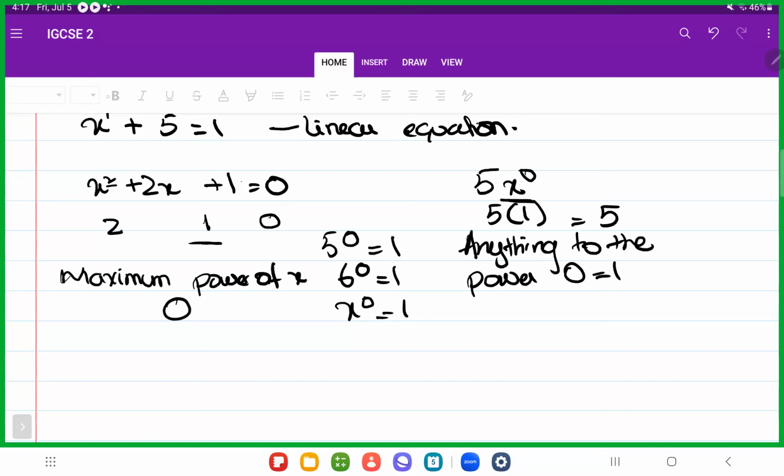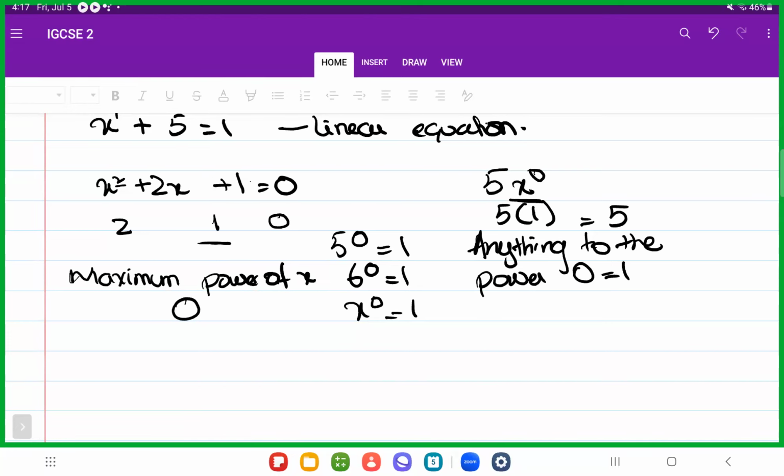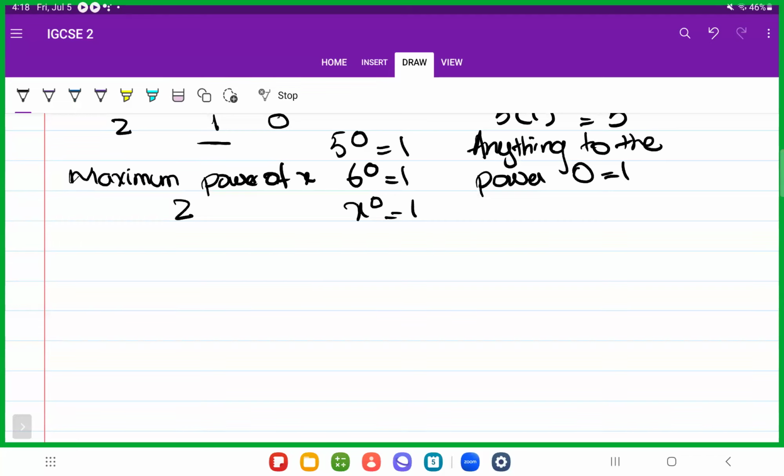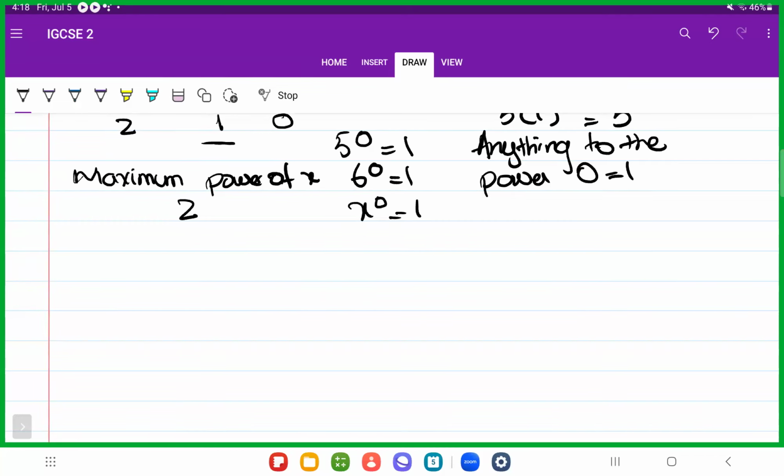Yes? Yeah. Miss, can you repeat the last part? The last part, all right. So what I'm saying is the maximum power of x is going to be 2, and here it's going to be 2. So the maximum power of x in any equation is what we look at to see how we will be going about these equations.